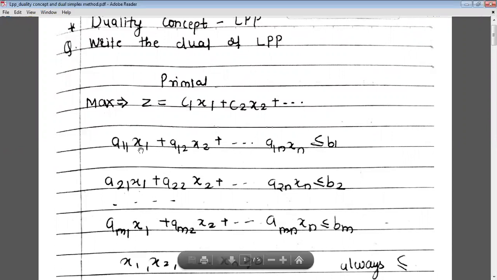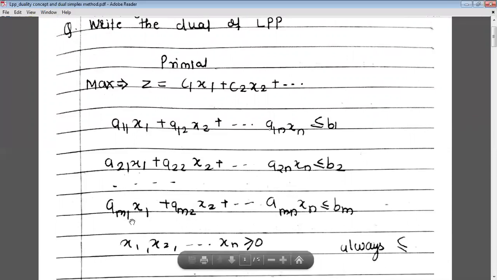Okay, so a11 into x1 plus a12 into x2 plus a1n into xn less than or equal to b1. Again a21 x1 plus a22 x2 plus dot dot dot a2n xn less than or equal to b2. So this will continue till am1 x1 plus am2 x2 plus dot dot dot amn xn less than or equal to bm, x1, x2 greater than or equal to 0. So normally you can just understand that this is a normal maximization problem where these variables are being considered. So this is the objective function and these are the constraints.